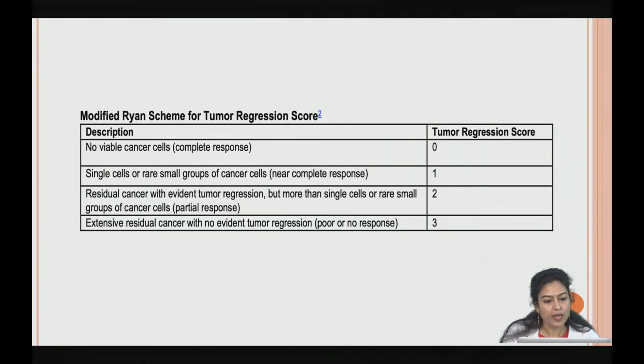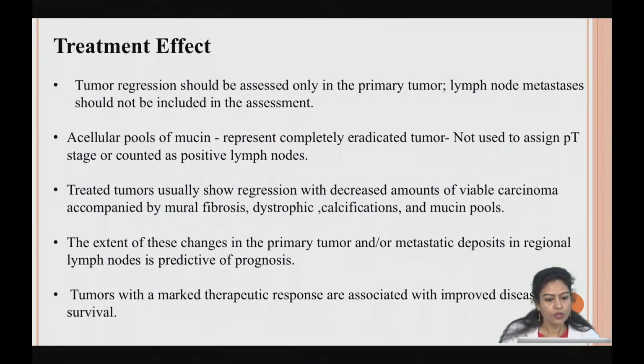The modified Ryan scheme is on a scale of 0 to 3, where 0 is no viable cells, that is, you have a complete response. 1 is when you have only single cells or rare groups of cells, which means a near complete response, and you have more desmoplasia in such cases. Score 2 is when you have more than single cells, and score 3 is where there is hardly any tumor regression. Tumor regression should be used only in the primary tumor and not in the lymph nodal metastasis.